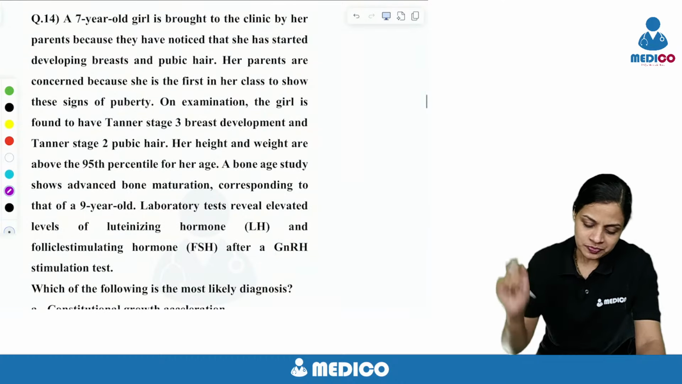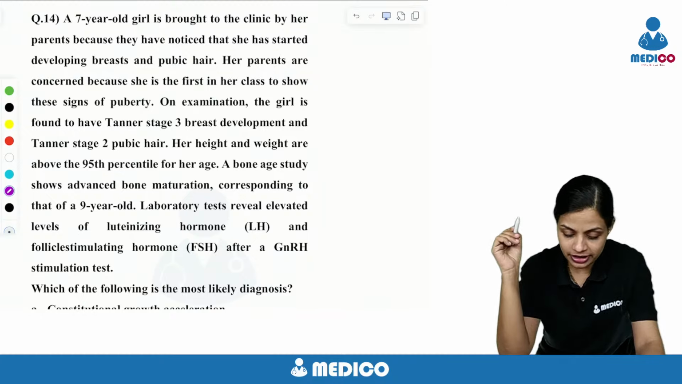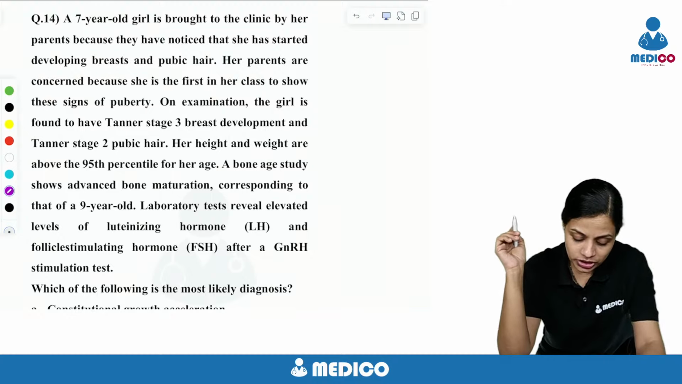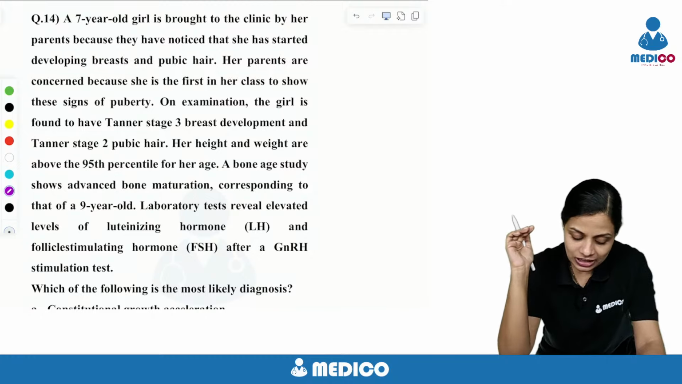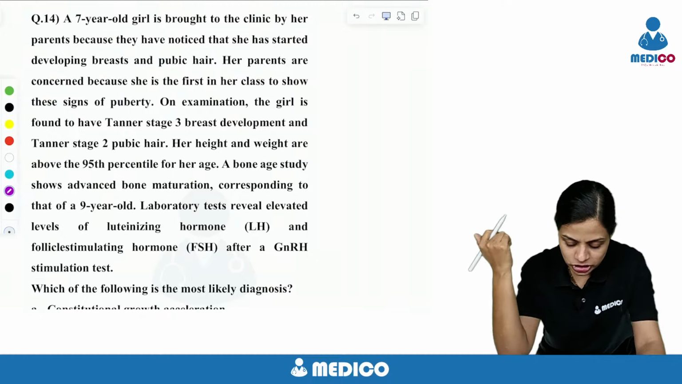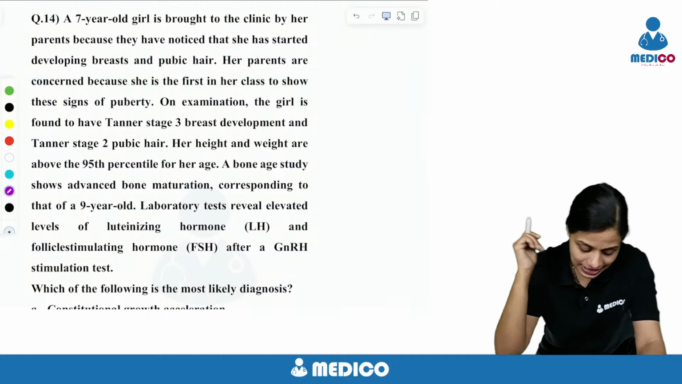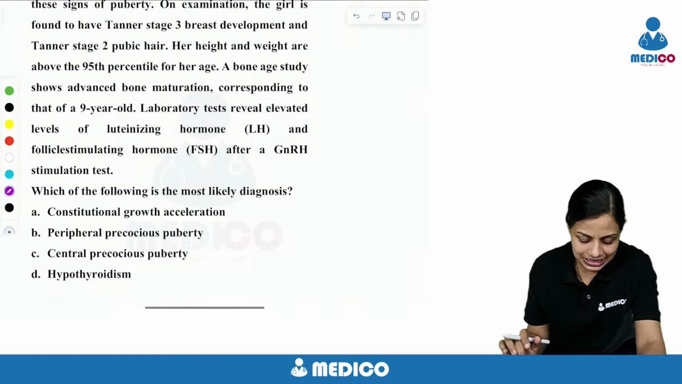Next question. A 7-year-old girl is brought to the clinic by her parents because they have noticed that she has started developing breasts and pubic hair. Her parents are concerned because she is the first in her class to show the signs of puberty. On examination, the girl is found to have Tanner stage 3 breast development and Tanner stage 2 pubic hair. Height and weight are above the 95th centile for her age. Bone study shows advanced bone maturation corresponding to that of a 9-year-old. Laboratory tests reveal elevated levels of LH and FSH after a GnRH stimulation. Which of the following is the most likely diagnosis?